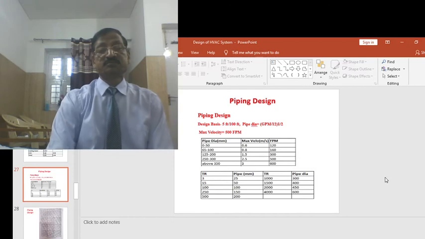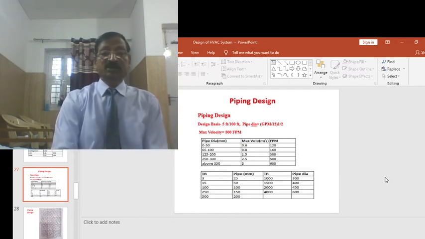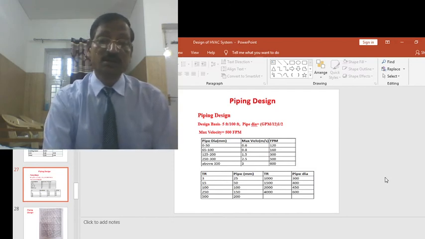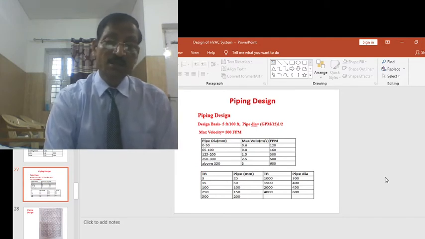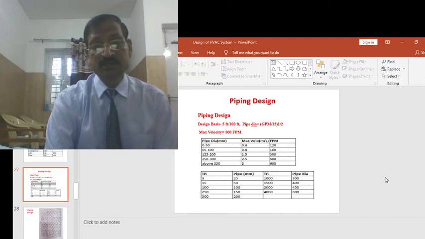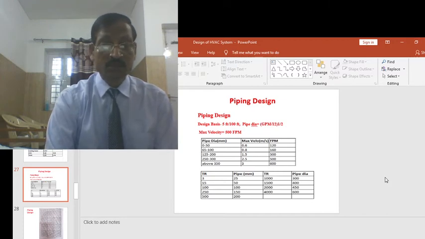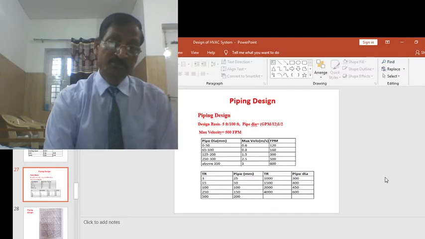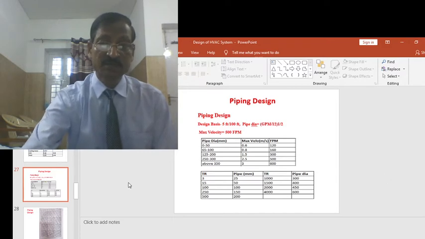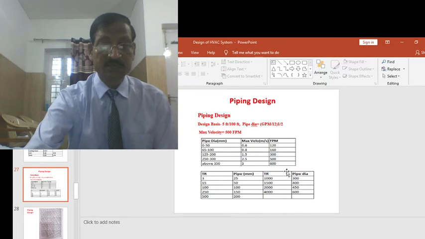Piping design. After that, in case of central air conditioning plant, we design the piping system. The basis is 5 feet per 100 feet of equivalent length. As a thumb rule, we calculate the pipe dia as GPM divided by 12, whole under root. The maximum velocity permissible is 500 feet per minute. This is the pipe dia, maximum velocity in meter per second, and this is in feet per minute.